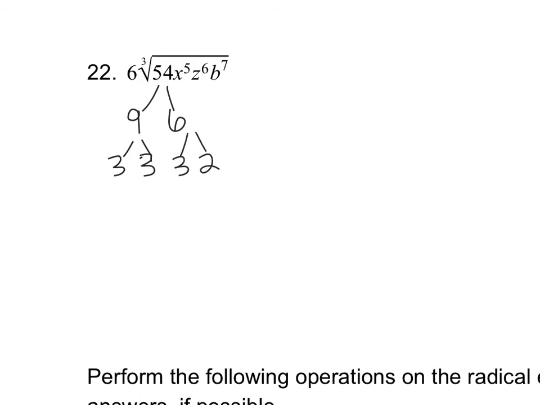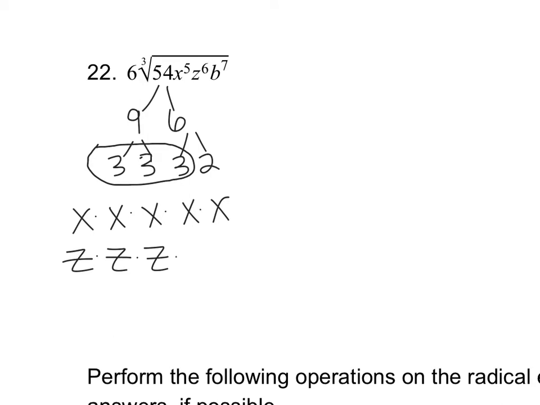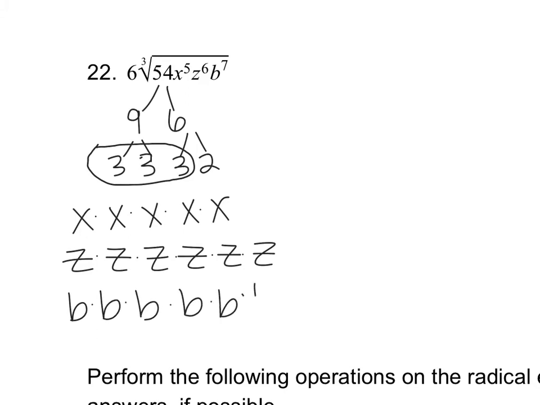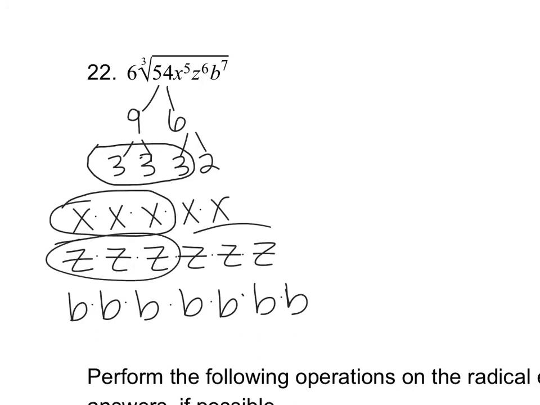So unlike the previous two problems where I had to have 2 of the same number, this time I have to have 3 of the same number. So I have one group of 3s. When it comes to the variables, so x to the 5th, I'm going to have 5 x's. z to the 6th, I'm going to have 6 z's. And b to the 7th, I'm going to have 7 b's. Just like with the values, I have to have 3 of something in order for it to come outside my cube root. So I have one group of x's, we're going to have 2 groups of z's, and we're going to have 2 groups of b's.